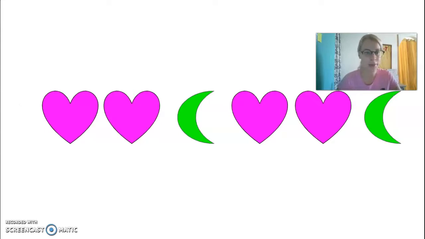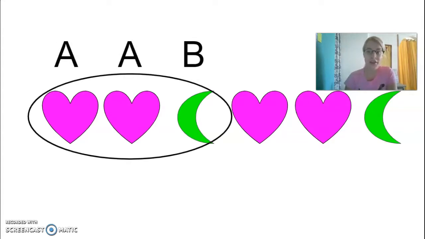All right, let's change it up. Let's look at this one. It's shapes and colors. So I'm going to let you decide, what is this pattern? How would we label it with letters? And what is the cell? Did you figure it out? If you said AAB, you are correct. All right, friends.